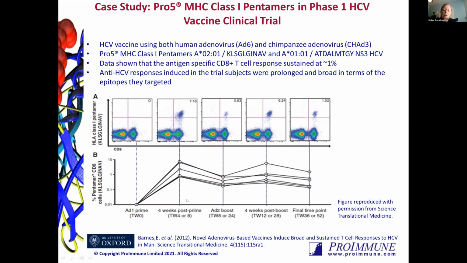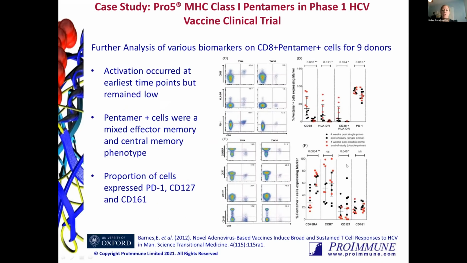And for all of the donors in that study, they did see a consistent range of about 1% of antigen-specific CD8 T cells following vaccination, which was sustained for 36 to 52 weeks. They also included some biomarkers to do some additional characterization on these pentamer-specific CD8s, and the flow analysis is shown here on the left for those various markers, and then on the right are the cumulative data for those donors.